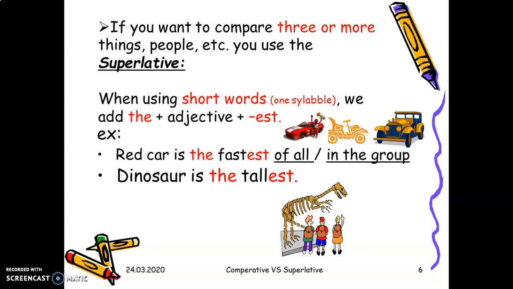Now, if you want to compare three or more people or things, you use the superlative. If you have three people and you need to compare who's the tallest one, when you use a short adjective like tall, it will be tallest. We put est. The tallest. The plus adjective plus est. Like the red car is the fastest of all.